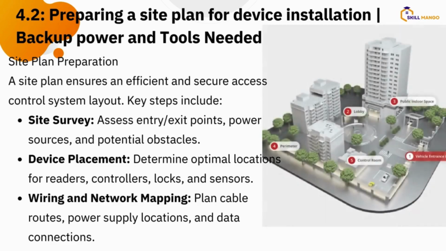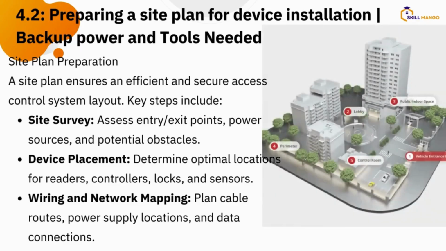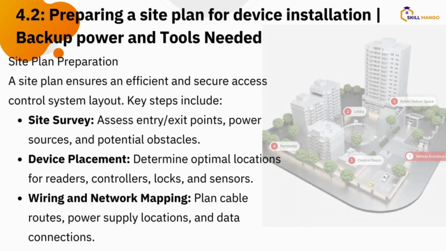Then look at the wiring and network mapping. This also has to be considered because if you are doing a standalone, all the devices will be wired to the reader. So you have to be able to drill, bring your wire, do some piping, everything comes to the reader. Then the reader gets the power supply from the backup system. So it powers the entire system and they're all functional.